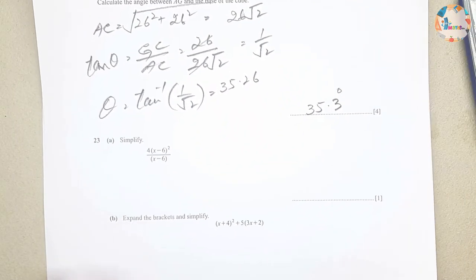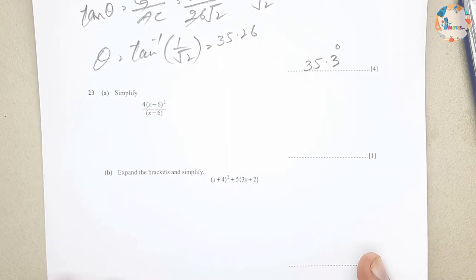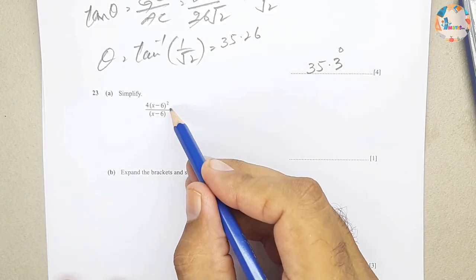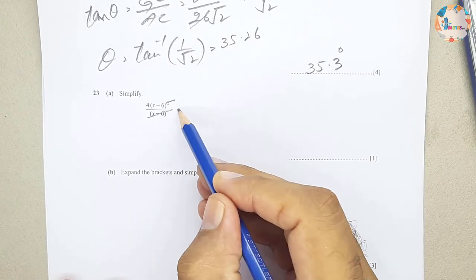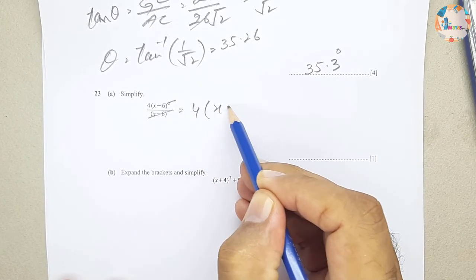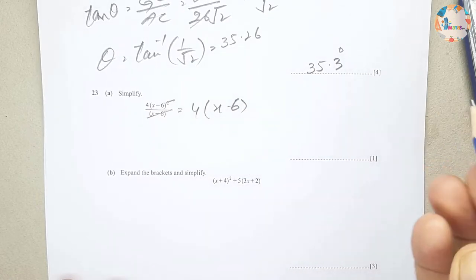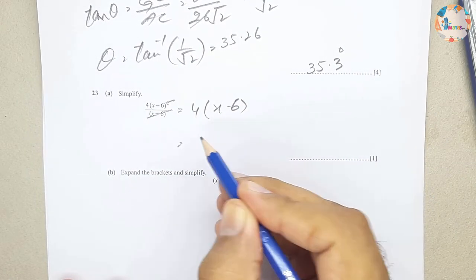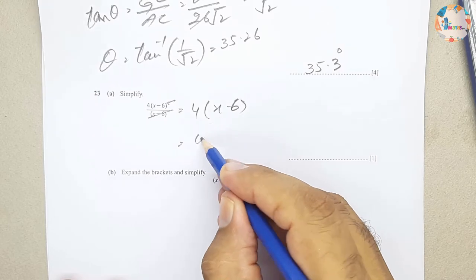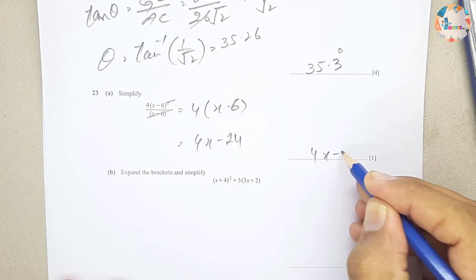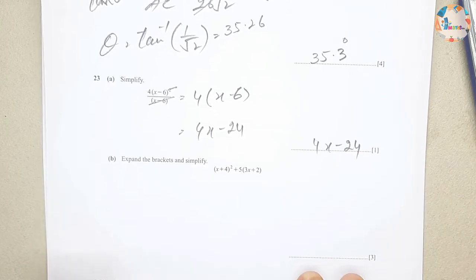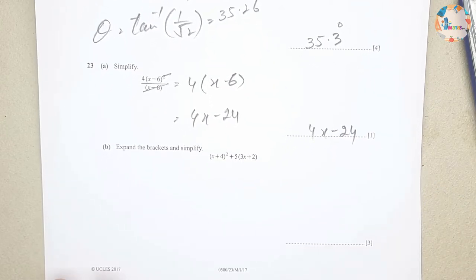Then comes question number 23, simplify. And this is so simple, we can cancel this with this square, and the remaining part will be 4 into x minus 6, and then we can multiply, this will be 4x minus 24, and we can write here 4x minus 24 as the answer.